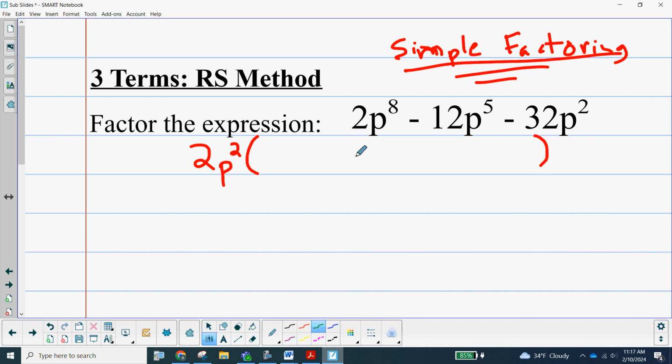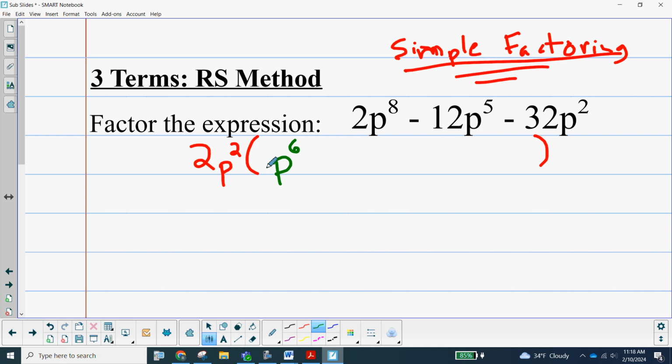All right, and let's see what would be left. What would we multiply 2p squared by to get 2p to the eighth? Well, it's going to be p to the, now you're probably going to be tempted to say one of two things, either the fourth power or the sixth power. You want to remember, when we're multiplying, we add exponents. So we're going to want p to the sixth power, right? p squared times p to the sixth would be p to the eighth.